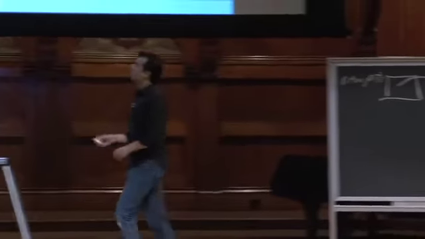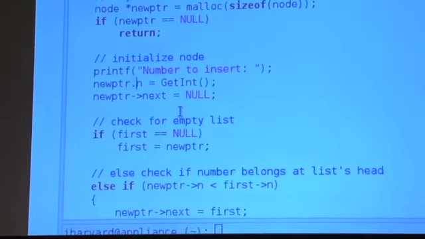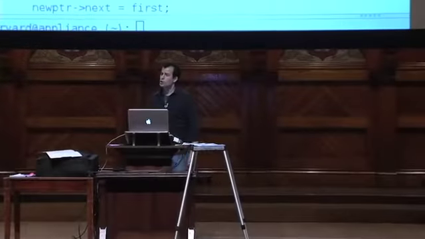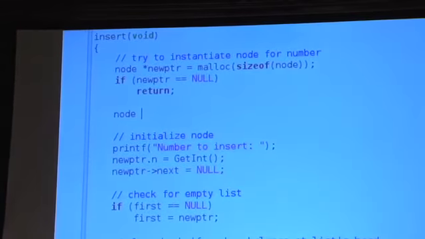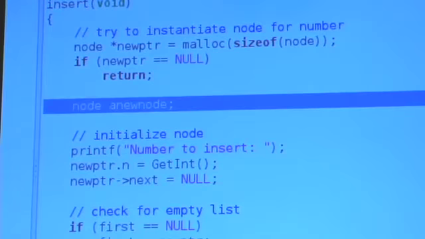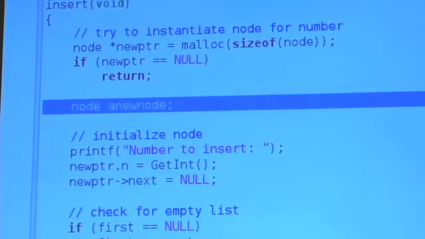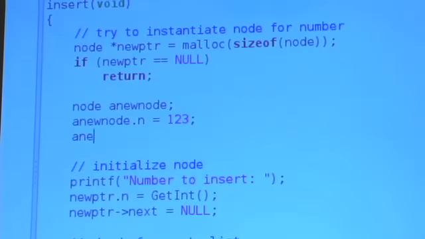But the question I posed was this: if this is a struct, why am I not using the dot notation as I did earlier today and 2 weeks ago? Yeah, so it's an address. New pointer is not a struct at this moment in time. If I had a struct, it would be like this: node, a new node. That is a struct, because recall, we declared node as a data type. That is something that I could do this notation on. A new node dot n gets 1, 2, 3. And then a new node dot next gets null.